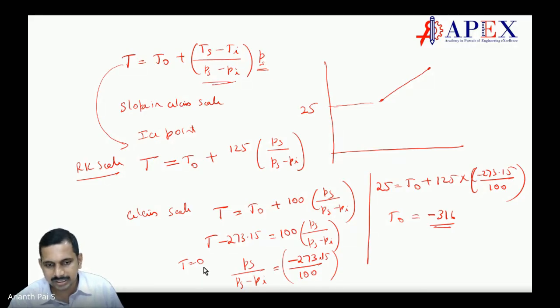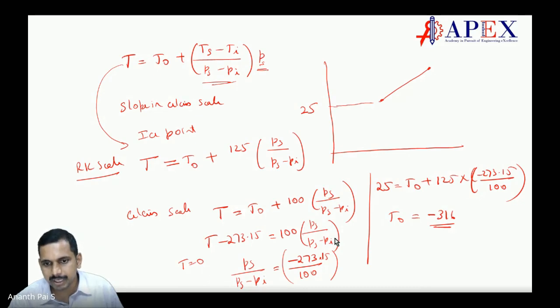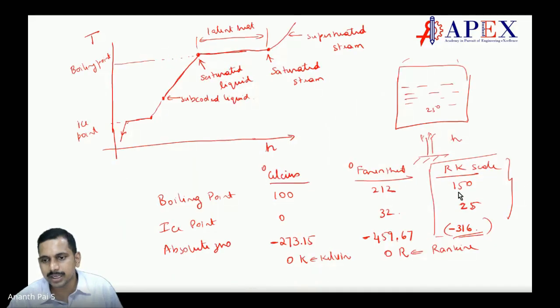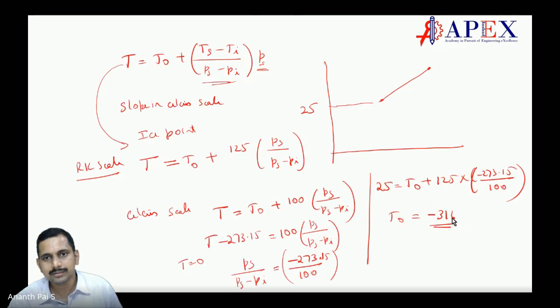No, sir. For pressure, you took ice point in Celsius only, sir. For here, RK scale, you took 25, no, sir. Here, T equal to 0, you did. Yes, because here in the Celsius scale, I took temperature as 0, is it not for ice point? Yes, sir. So I took it there. From there, I will get PS by PS minus PI. So ice point, here we can't take 0. Okay, sir. Here ice point is 25. I cannot take 0. Yes, sir. It is defined by RK here. Make sense? Yes, sir.